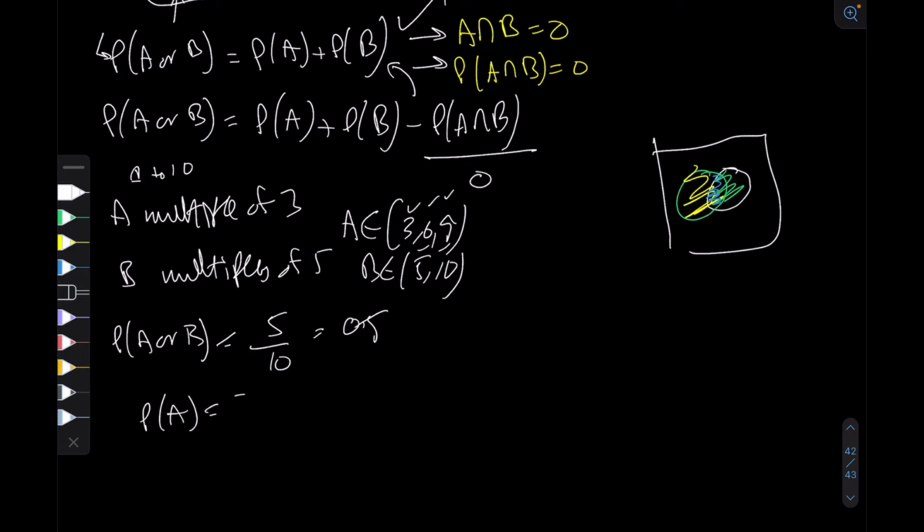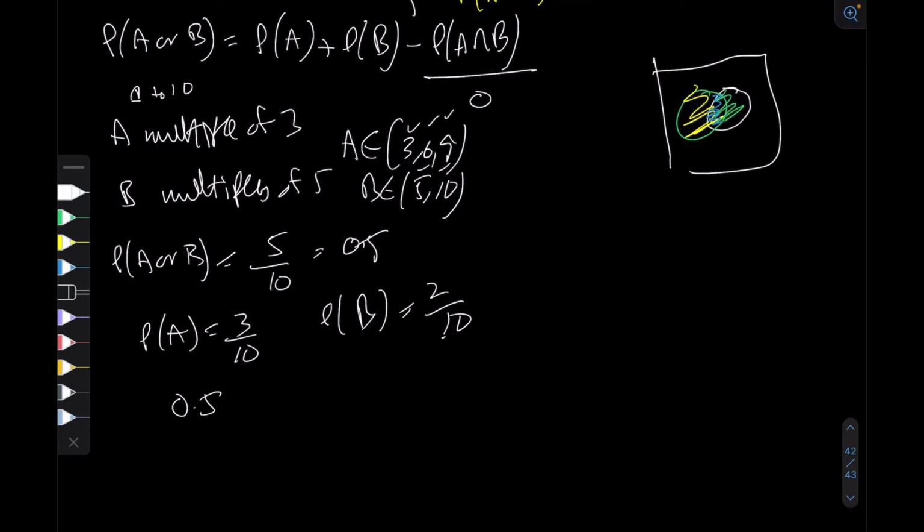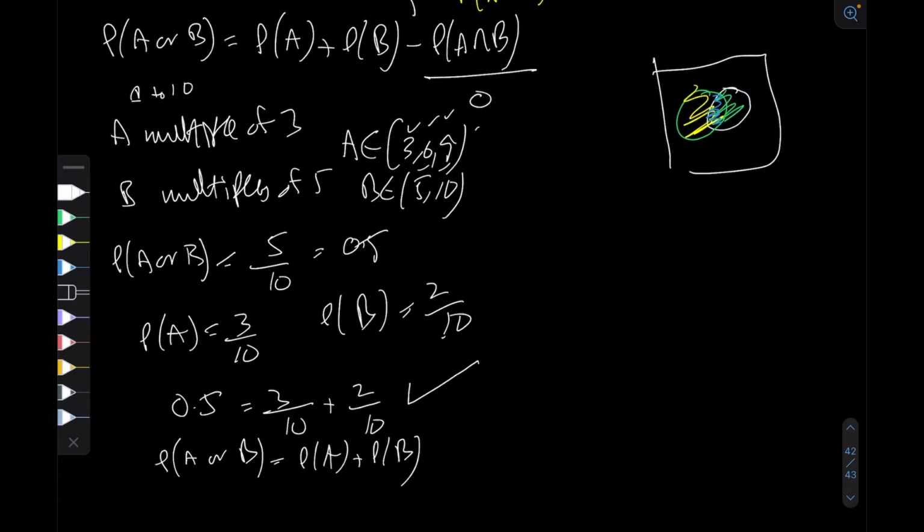Probability of A is 3 over 10, probability of B is 2 over 10. So we see that 0.5 is equal to 3 over 10 plus 2 over 10. We know that this equality holds. In other words, probability of A or B is the same as probability of A plus probability of B. So we know that these two events are mutually exclusive, right? And right off the bat, you could have spotted that these are mutually exclusive because there is no element that is common between these two, right?